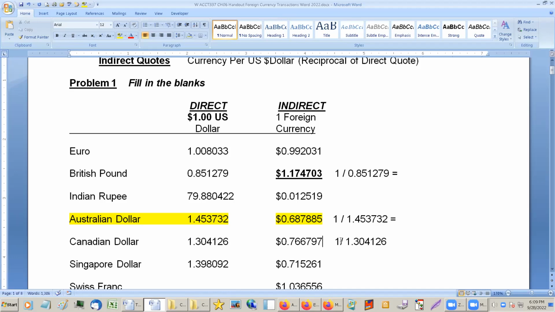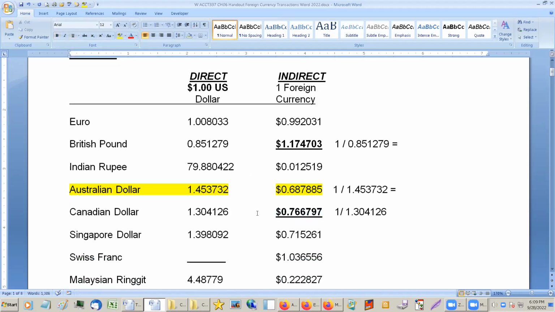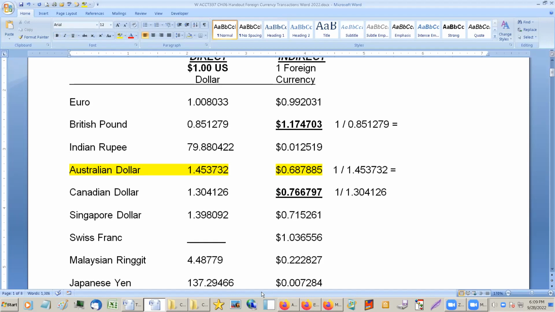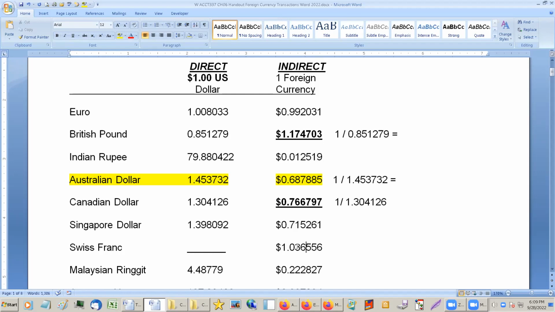0.66797. Okay, I think that's it. And luckily, it's the same thing. You just use the reciprocal, so it's the same thing going the other way. So if it takes $1.03 to buy a Swiss franc, well, take one over it. I'm going to copy it, it's less likely to make a mistake that way.